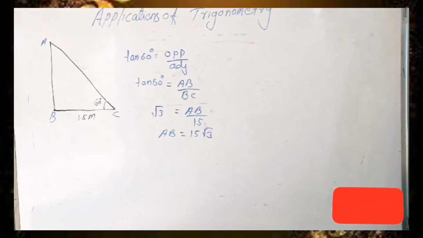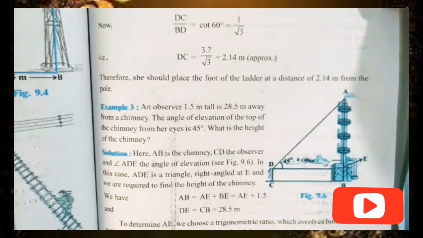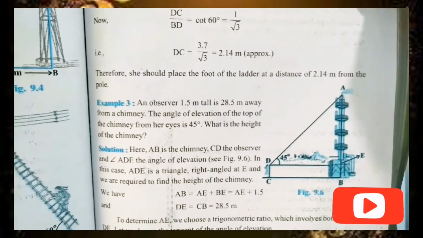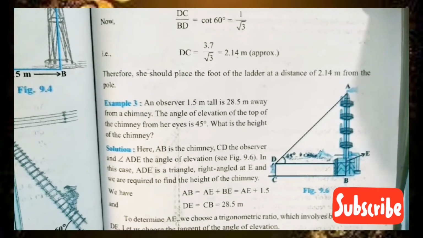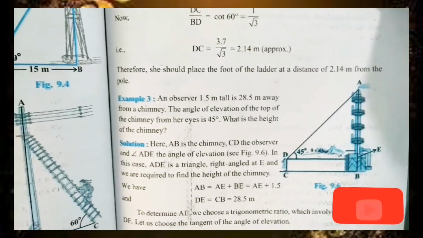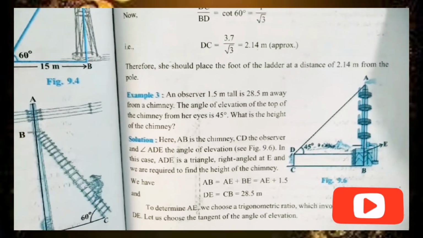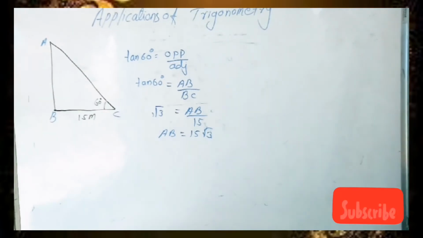Example number 3. An observer 1.5 meters tall is 28.5 meters away from a chimney. The angle of elevation of the top of the chimney from her eyes is 45 degrees. What is the height of the chimney?